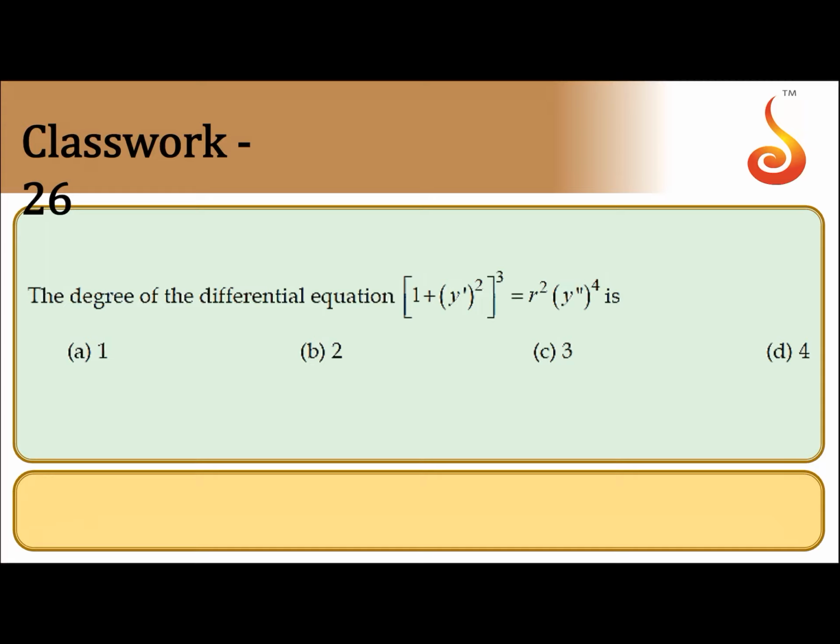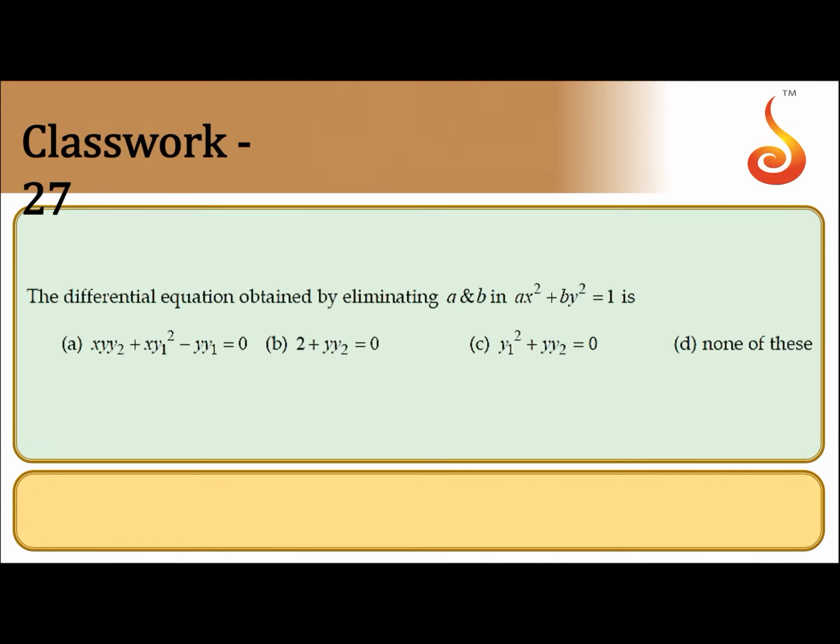The exponent of the highest order derivative which exists in the given differential equation. This is actually the differential equation in which y dash is called the first order derivative, y double dash is the second order derivative. And its exponent is equal to 4, the answer is equal to 4. So the degree of this differential equation is equal to 4.